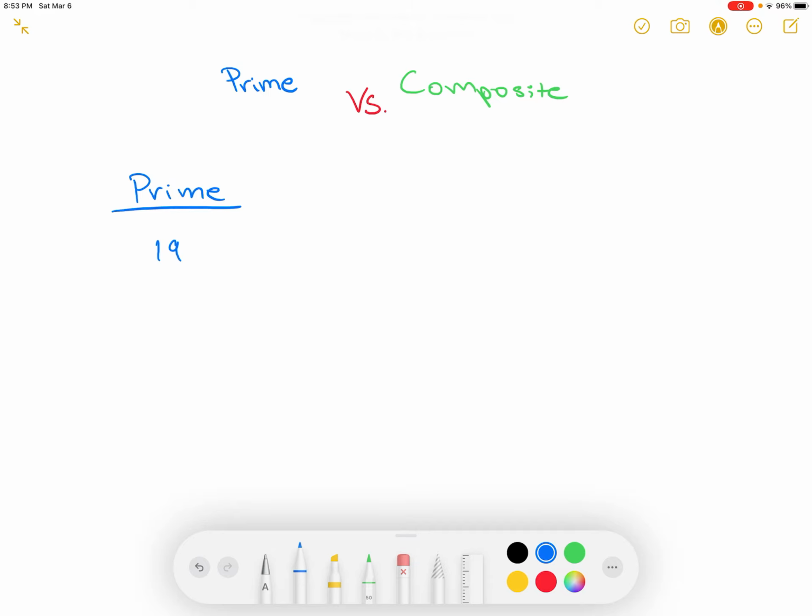Why is 19 a prime number? Well, because its two factors are only 1 times 19, 19 times 1. Those are the only two ways you can get with multiplication. And so the unique factors are 1 and 19. So a prime number is a number that only has two factors, 1 and itself.